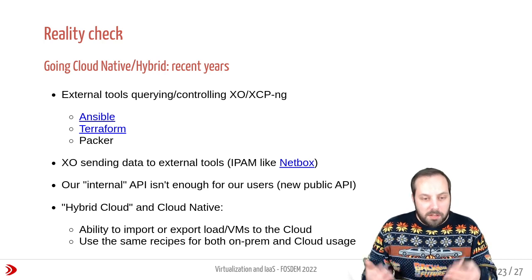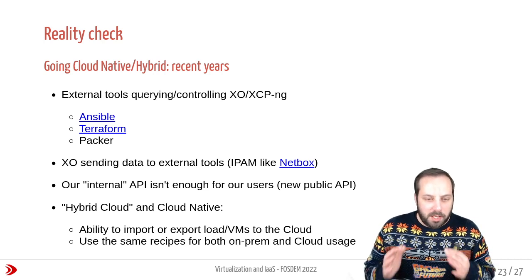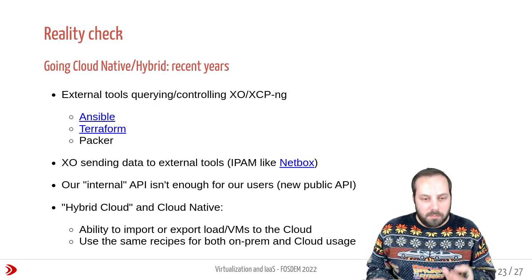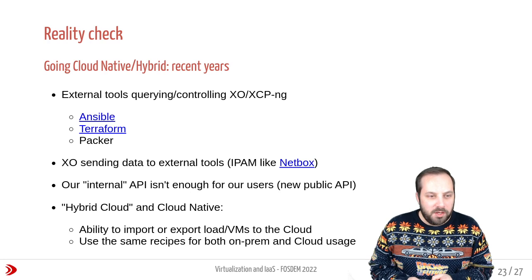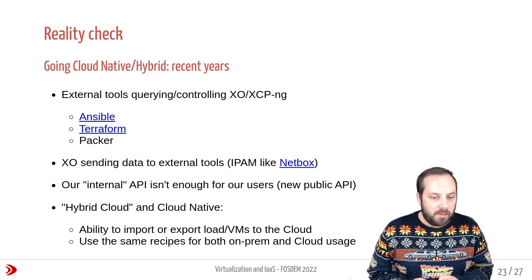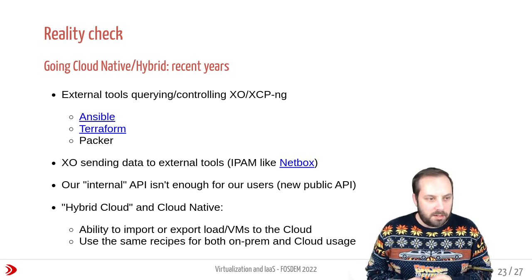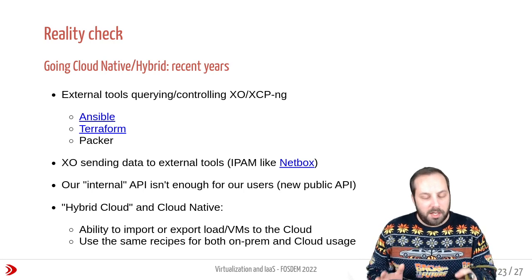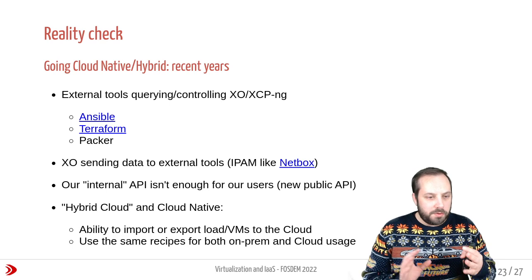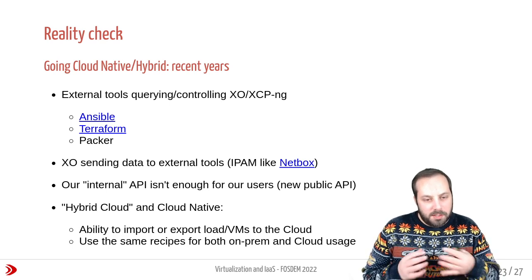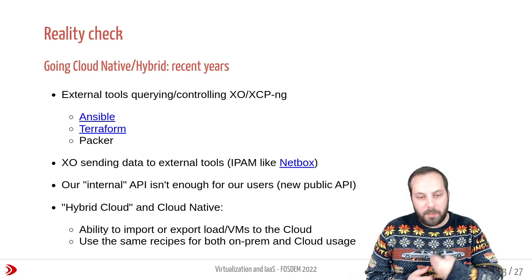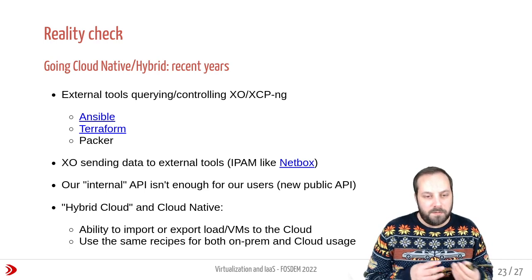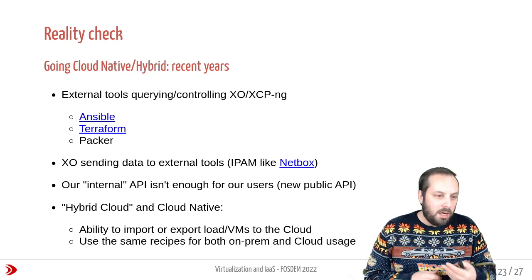And it continued that way until we decided to say, okay, we want to be what we call cloud native, which is just a way to say that you could be controlled by some really interesting tools like Ansible, Terraform, Packer, and things like that. So you could control Xen Orchestra and XCP-ng remotely, but you could also use Xen Orchestra and XCP-ng to send data to other applications, other APIs. For example, synchronize the IP addresses of your virtual machines inside Netbox, things like that.